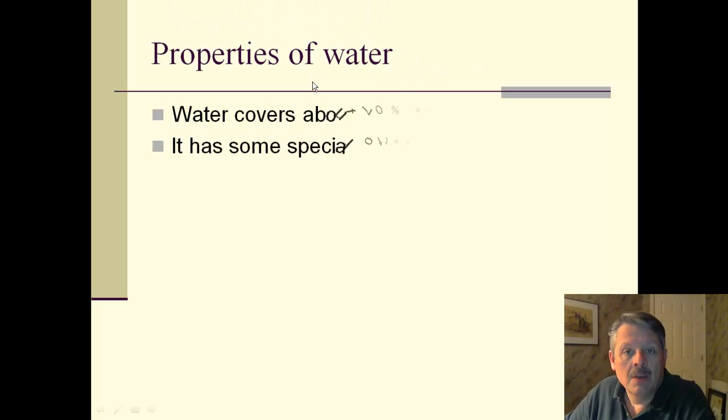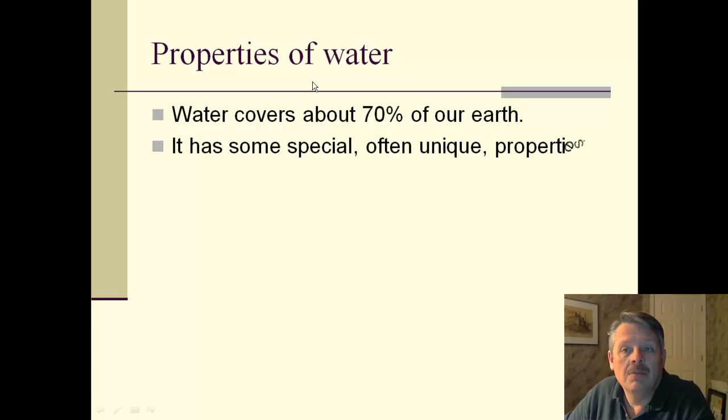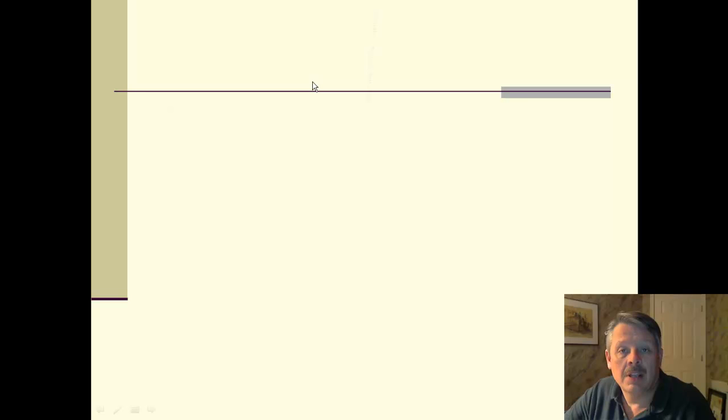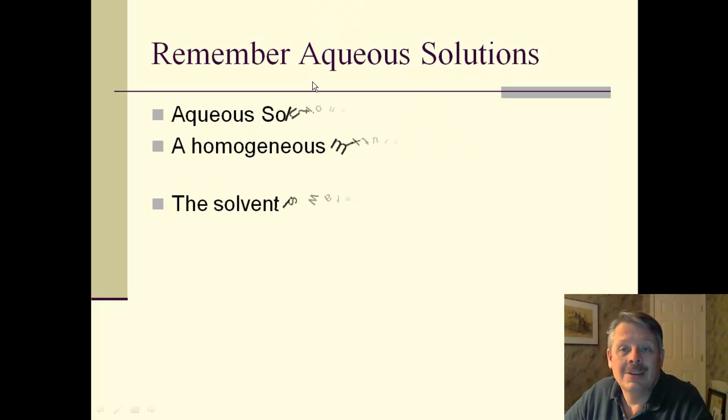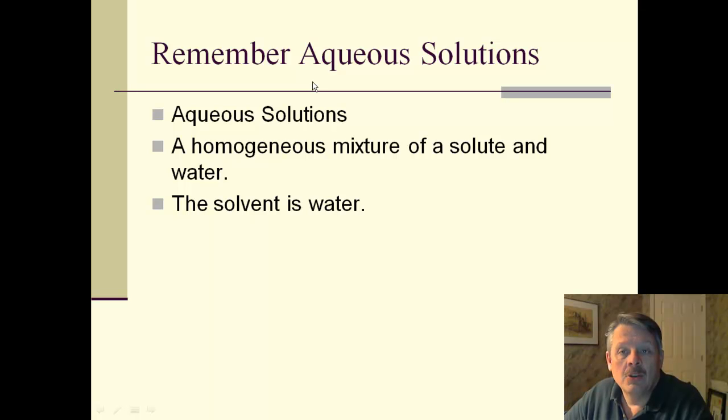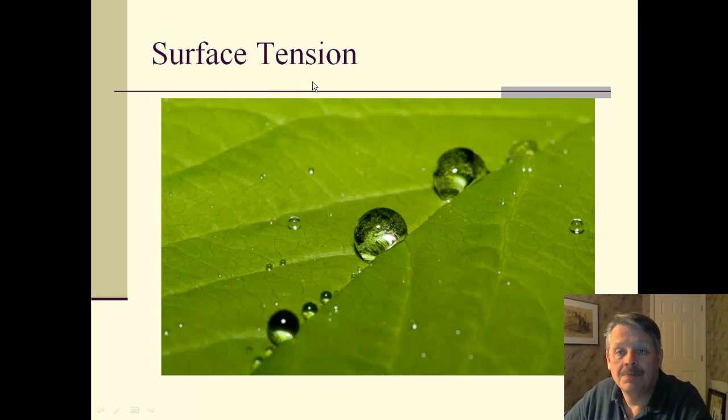All right, we also have a bunch of properties of water. Now, water covers about 70% of our Earth, and it has some special and some often unique properties that you need to be aware of. Right? Remember that water is what we consider an aqueous solution. Aqua means water, so these are aqueous solutions. And you have to remember that a solution is a homogeneous mixture, it looks like one thing, of a solute and water. The solvent is always water in an aqueous solution. So you need to remember that.